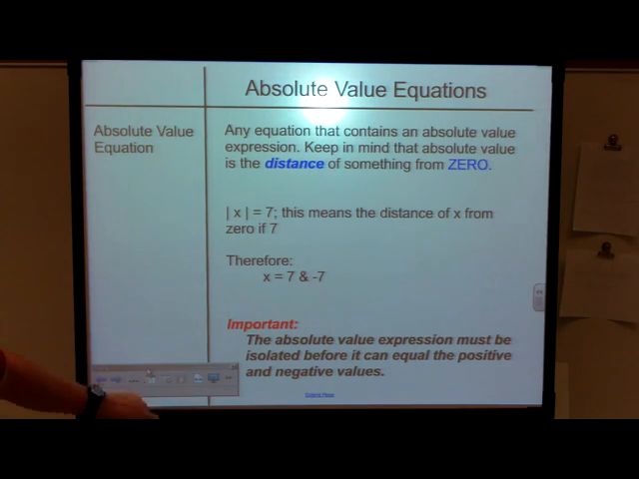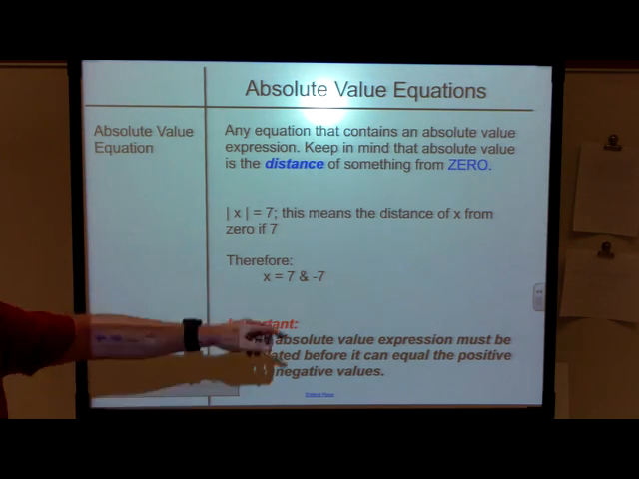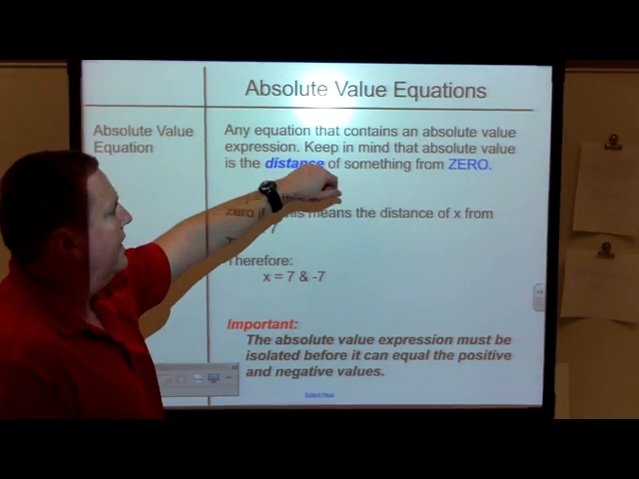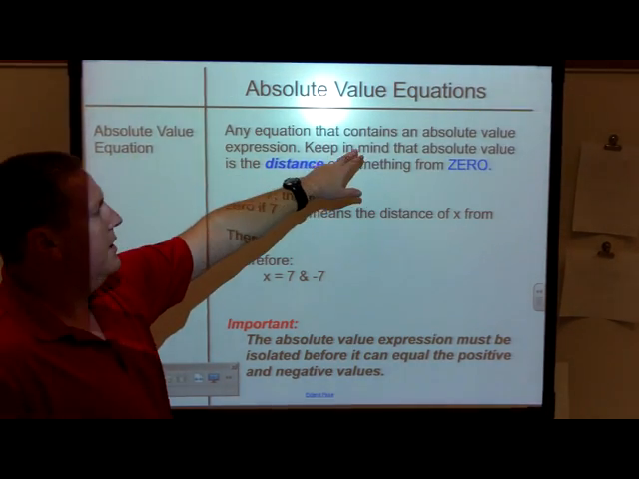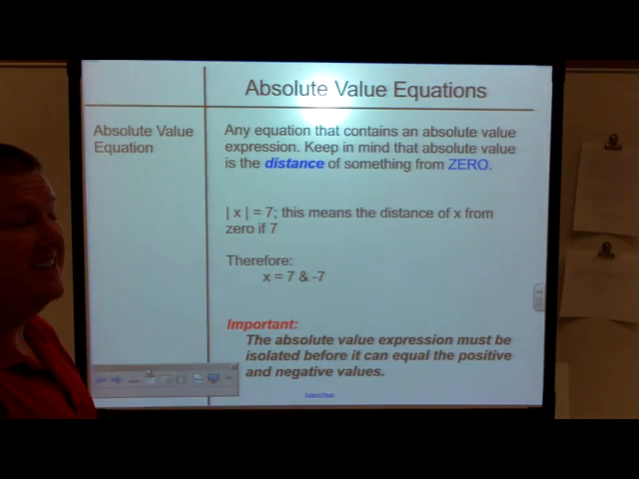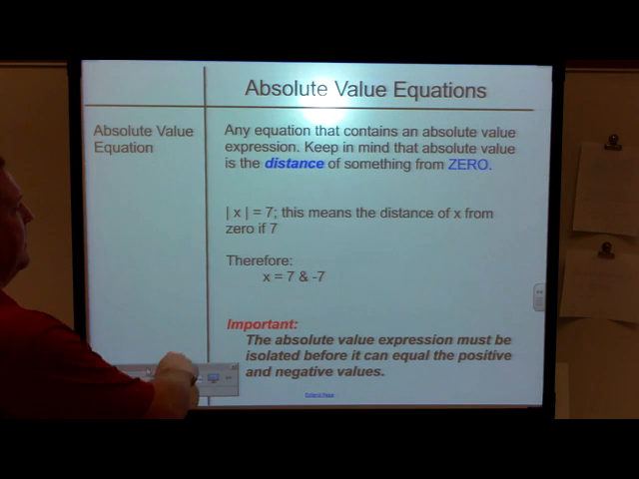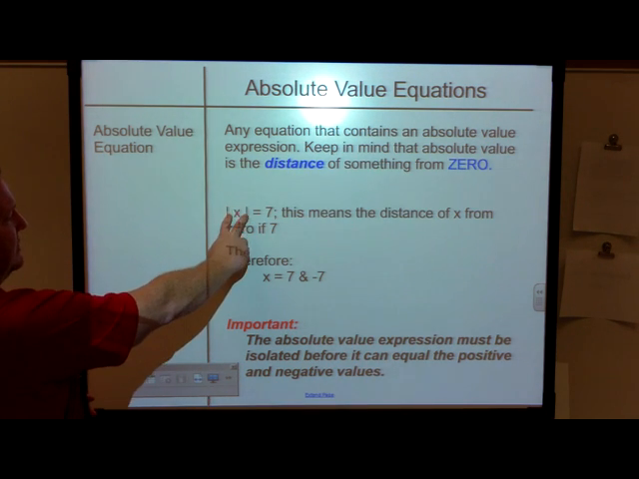First thing we're going to talk about is what is an absolute value equation. Any equation that contains an absolute value expression is an absolute value equation. Keep in mind though that absolute value measures the distance something is from zero. For example, the double bar means absolute value.